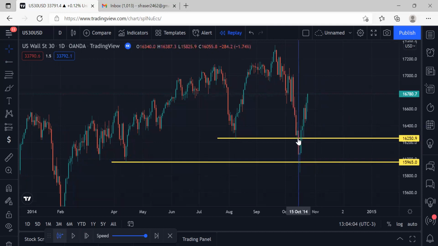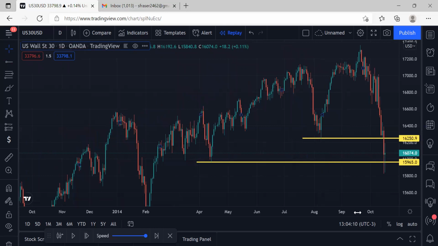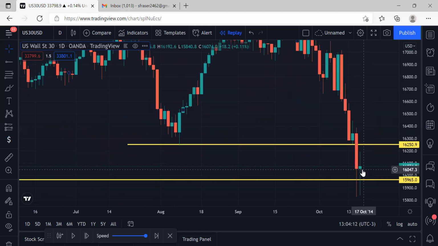Now you could have took it late. You could have got in right here. You could have took it late, but I don't do that. Once it closed below on a 4-hour time frame, that's a whole candle, right? And I would have traded it right where you see it.